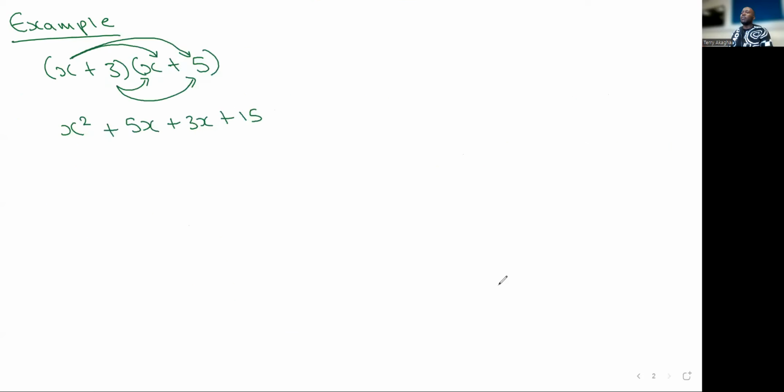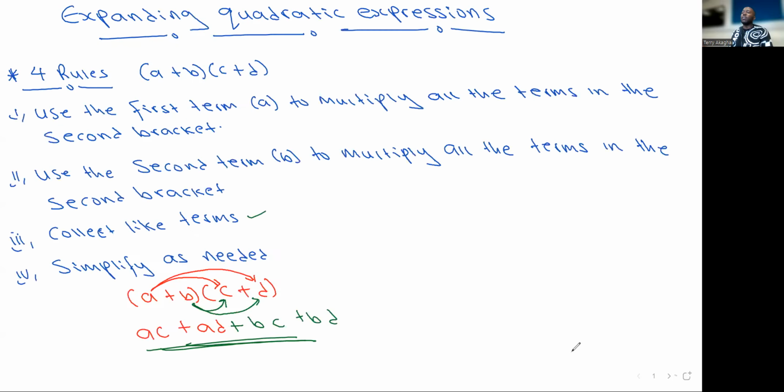Then you see in step 3, we're told to collect like terms. So we're going to collect like terms now. 5x and 3x are together. We collect that. Then you simplify, which is step 4. Then we're going to simplify.